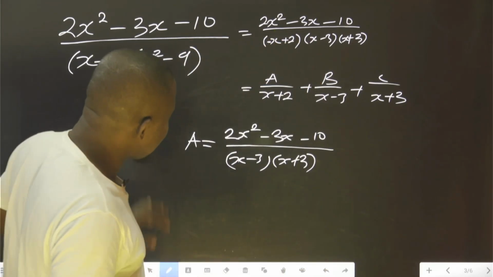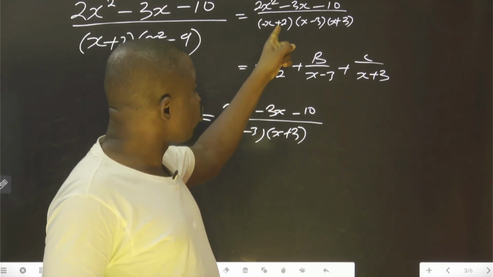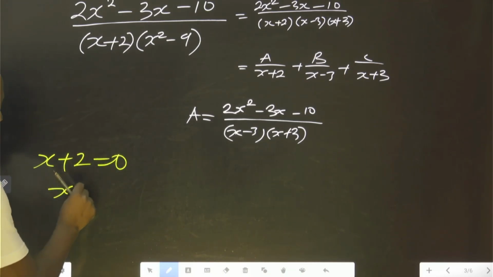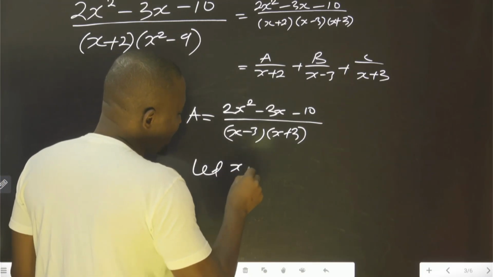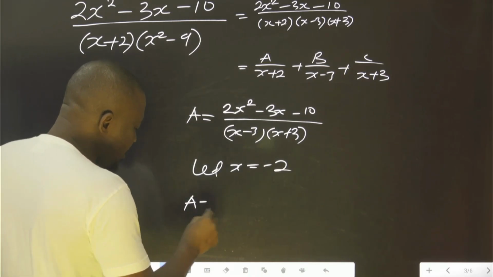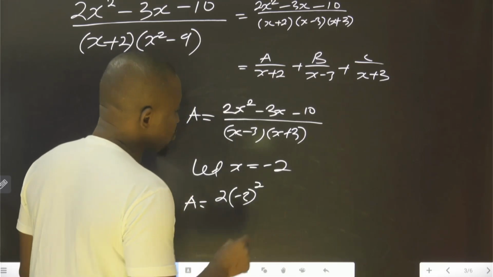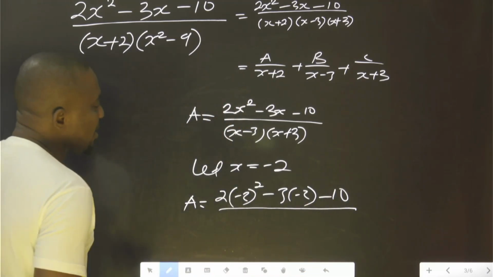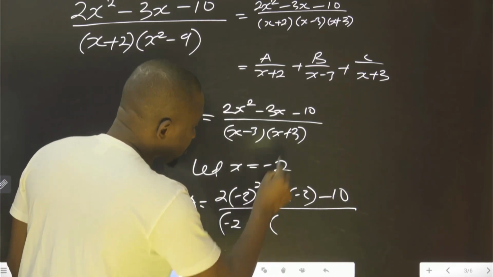Okay? Now, how do we get a? To get a, we go back to what we covered. It's s plus 2. We equate it to 0 to have s equals minus 2. So we say let s be equal to minus 2. It's a process. Then we substitute minus 2 into the expression: 2 times minus 2 squared, minus 3 times minus 2, minus 10, over minus 2 minus 3, minus 2 plus 3.